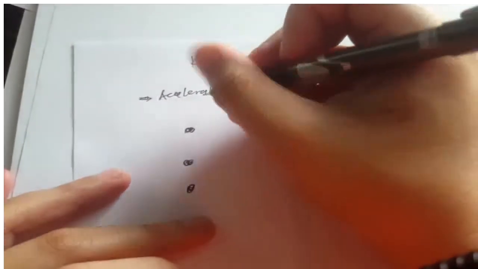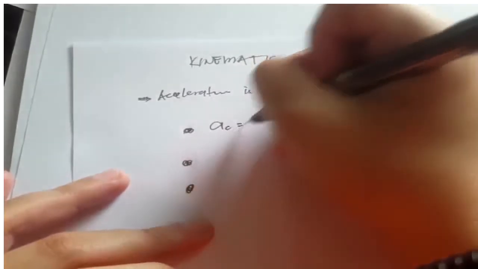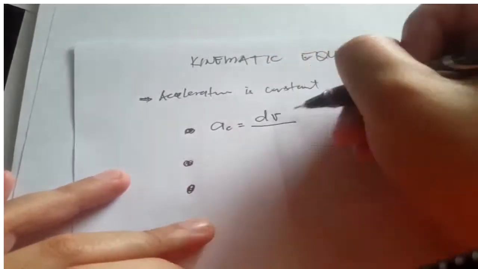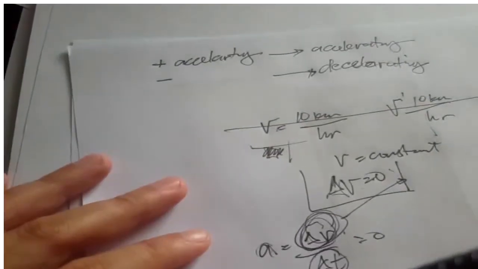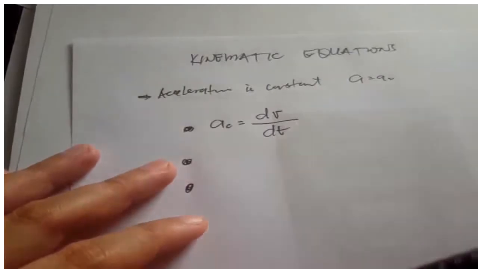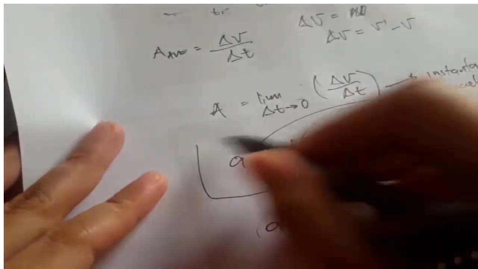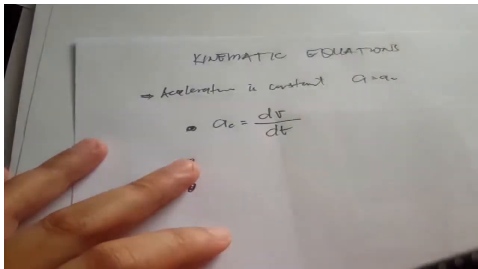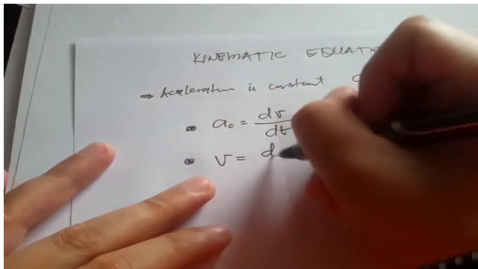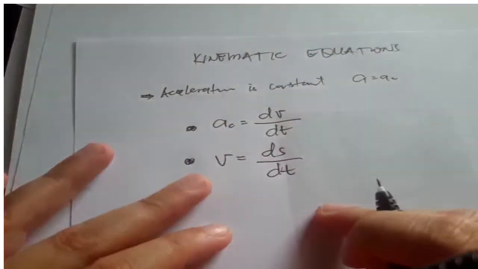We say that a is equal to the derivative of v with respect to time, that is, we review. Okay, we have dv over dt. Then what else do we have? We have the kinematic equation for your velocity, which is velocity is ds over dt, isn't it?